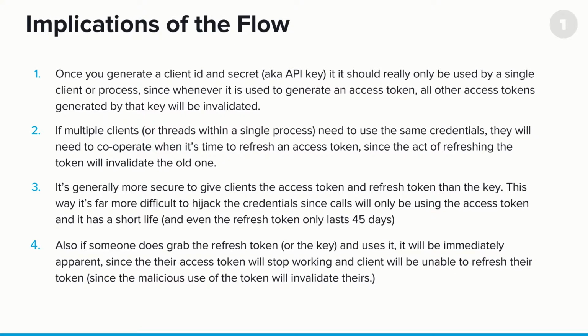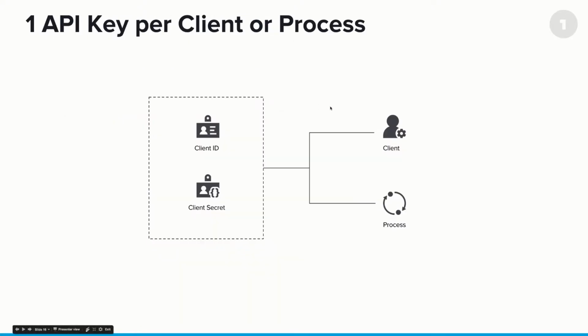And also, it's generally more secure to give clients the access token and refresh token rather than the key. This way, it's far more difficult to hijack the credentials since calls will only be using the access token, and it has a very short life. Also, if someone does grab the refresh token or the key and uses it, it will be immediately apparent, since the access token will stop working and the client will be unable to refresh their token, since the malicious use of the token will invalidate theirs. So, one API key per client or process is just good practice.